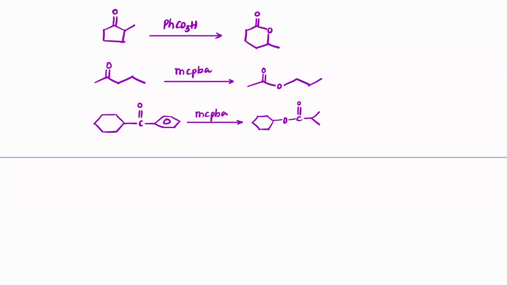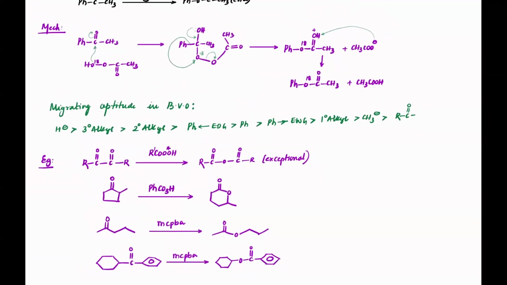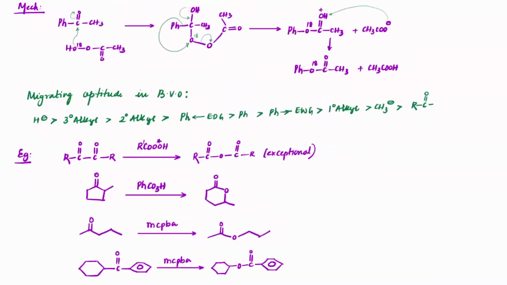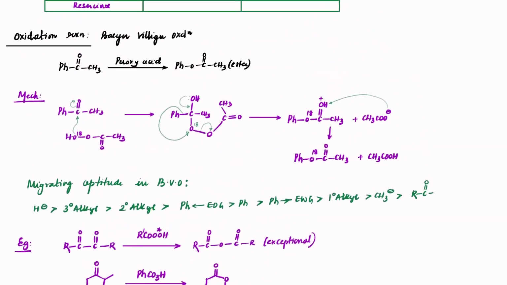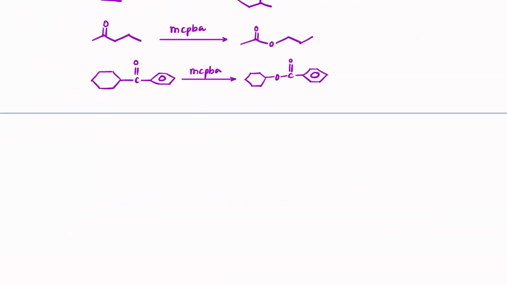So that will make it phenyl here. So this is the major product. Clear? I hope you got an idea what the Baeyer-Villiger oxidation is here. The simple thing is you just need to mainly focus on the migrating aptitude, guys.